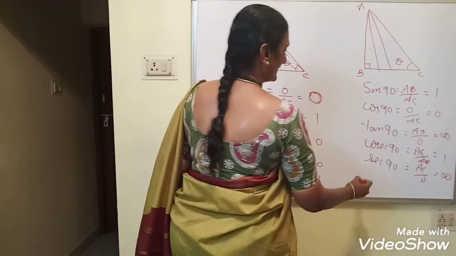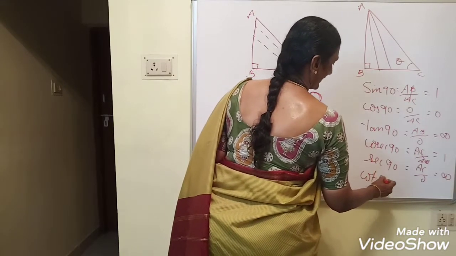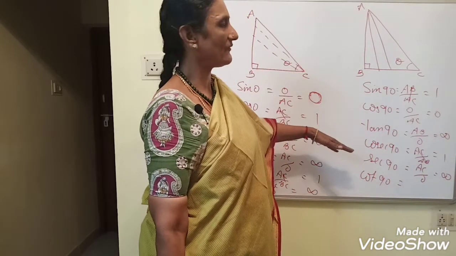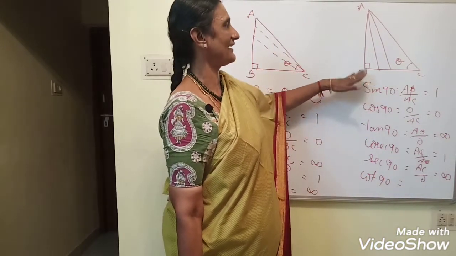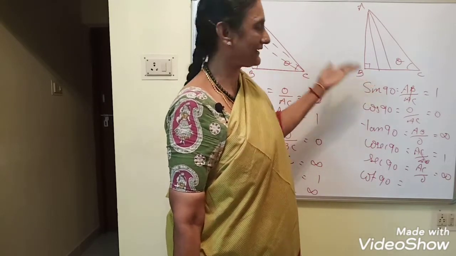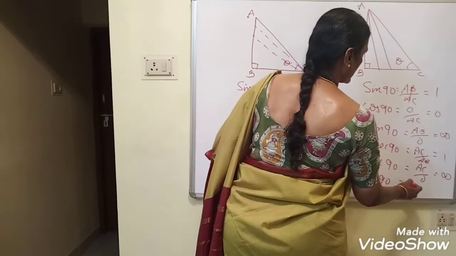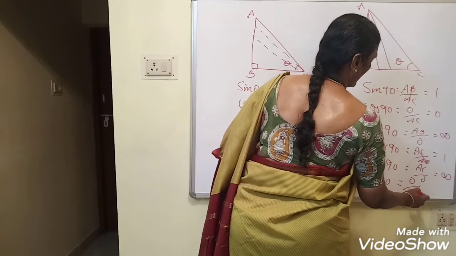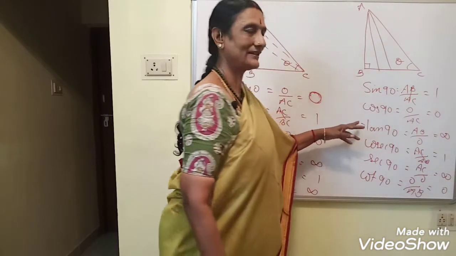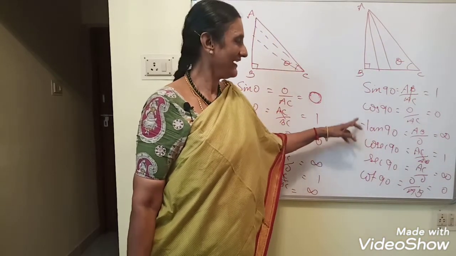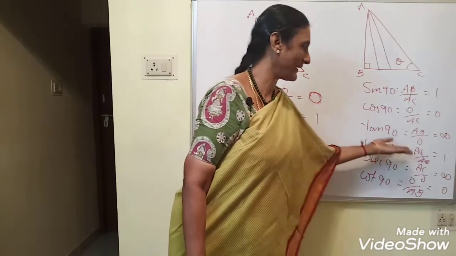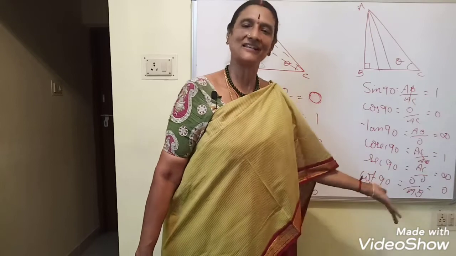Now what about cot 90? Your guess is right. Cot 90 is what? If you go by the definition, it is adjacent divided by the opposite. Now here adjacent is completely missing. So we have got 0 divided by AB, which is again 0. Or you can even consider it is the reciprocal of tan 90. Reciprocal of tan 90 is cot 90. Therefore it is also 1 by infinity, which is equal to 0.